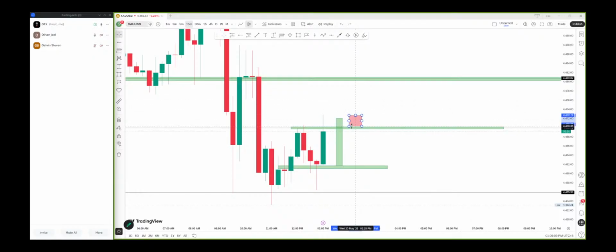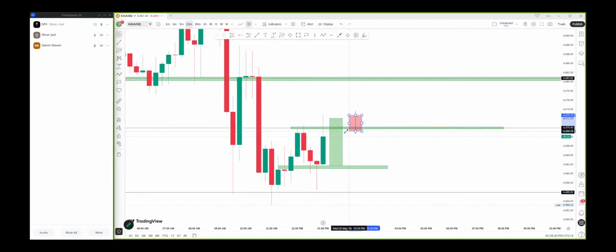I want to see it respecting, and also, yep, I want to see it doing this. Now, if it does this, it means that on the lower time frame, we have printed a higher high and a higher low structure, right? But yeah, bottom wick doesn't matter. I just want the body to close above the resistance.